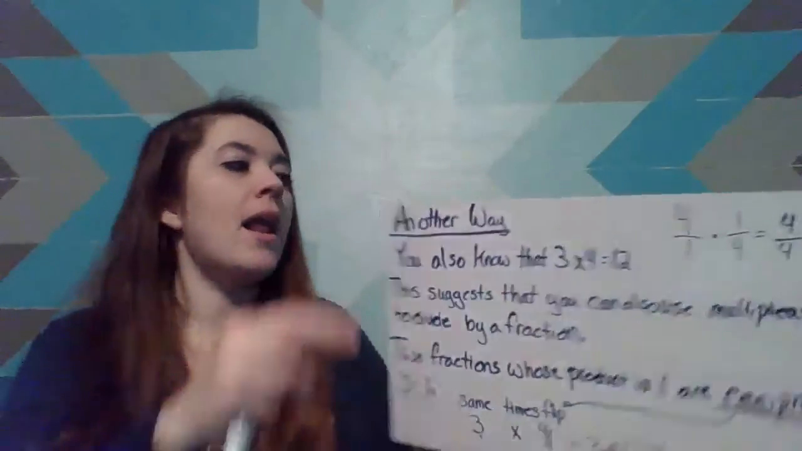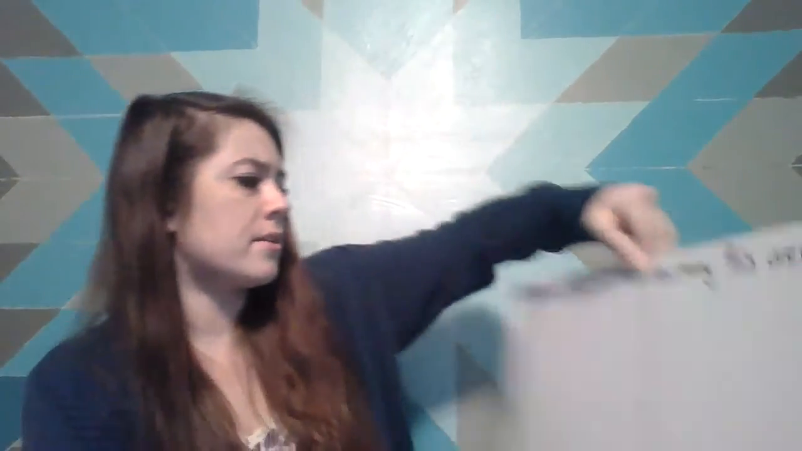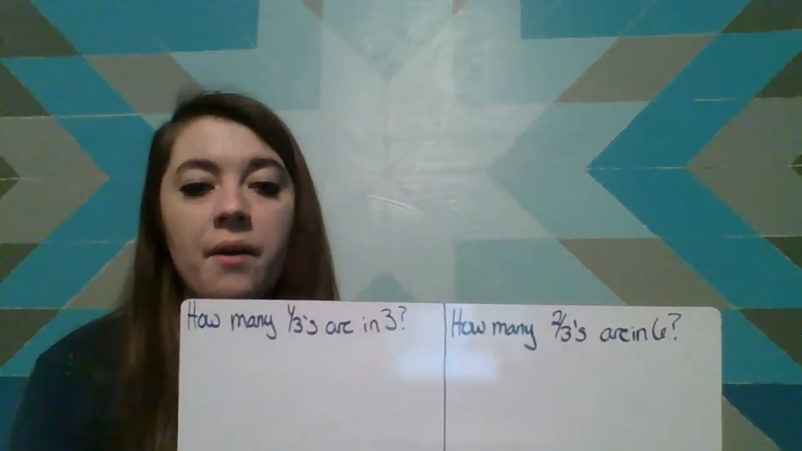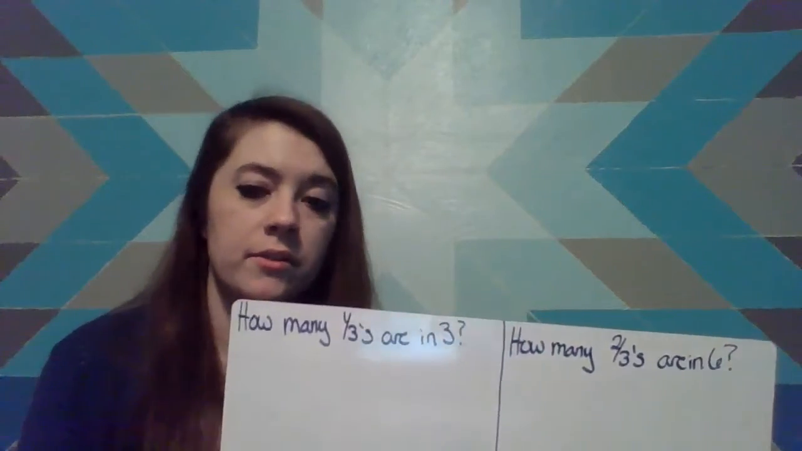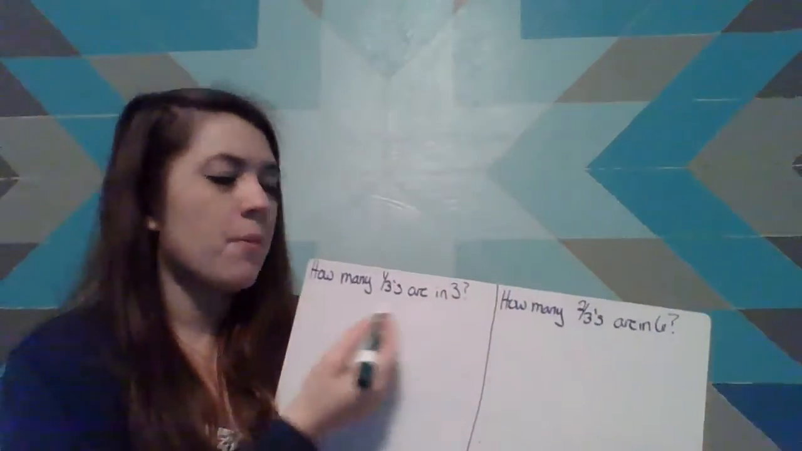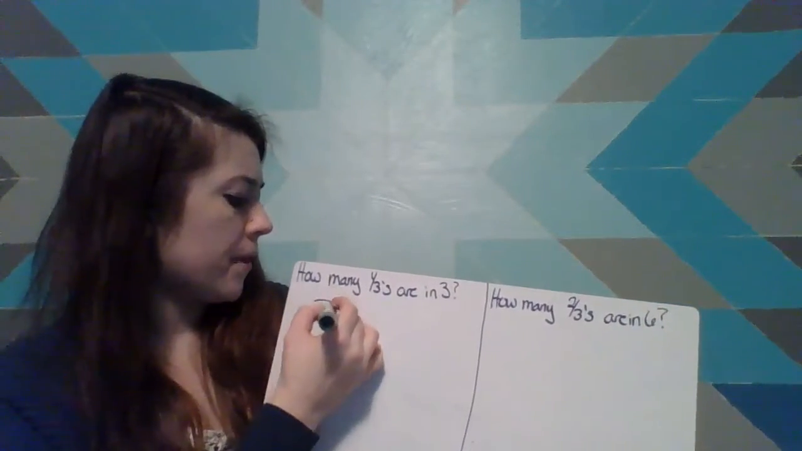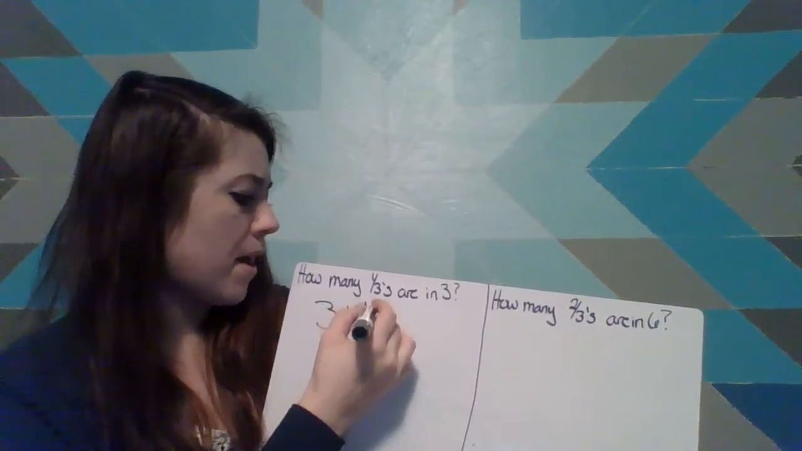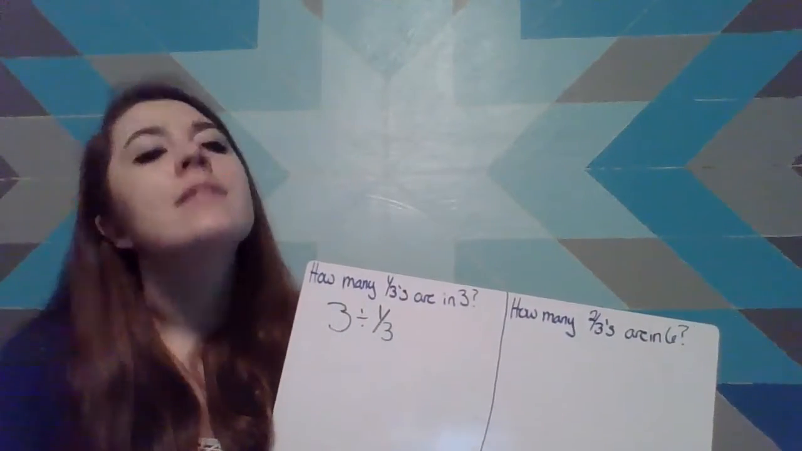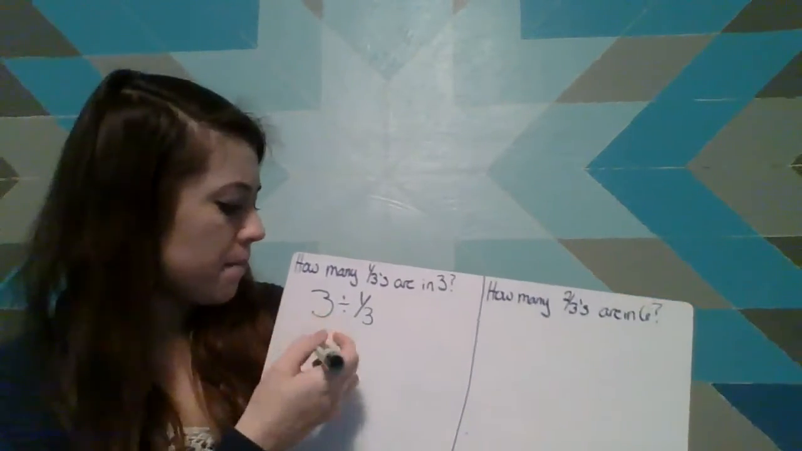Okay? All right. As always, we're going to run through some problems to help you practice with this. Like I said, anticipate the problems being written out as how many 1/3 are in 3, how many 2/3 are in 6. So if we look at this first one, how many 1/3 are in 3, the problem that goes with this is 3 divided by 1/3. My key phrase is same times flip.